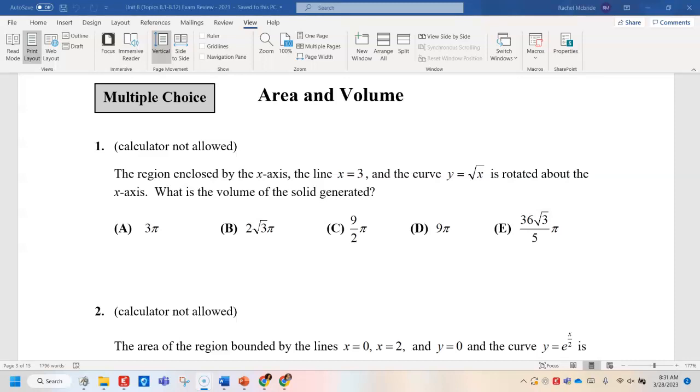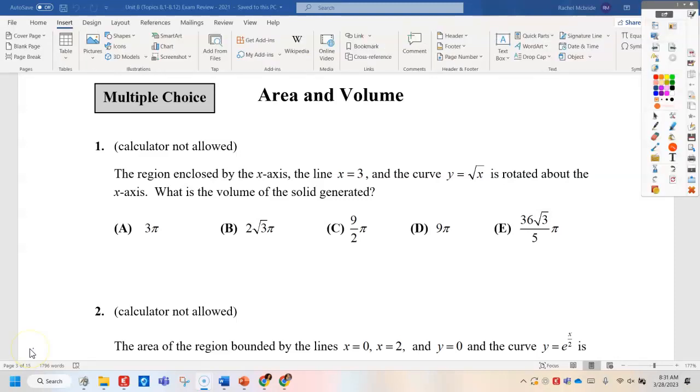For problem number one in the area of volumes, the correct answer was C. It was the volume of right minus left. So your integral bound was 0 to 3 of pi times square root x squared. So you have 9 pi.